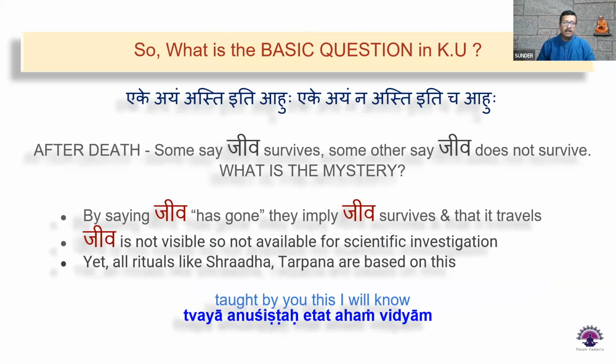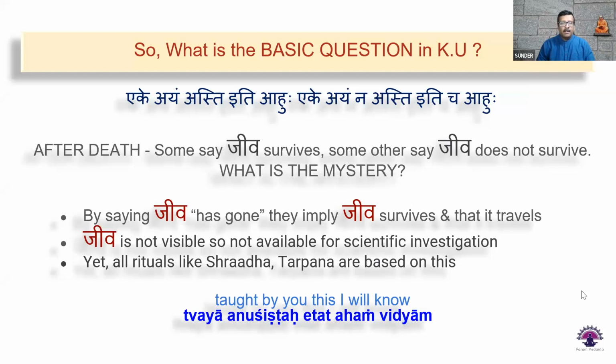Eke ahuhu asti iti. Eke ayam na asti iti ahuhu. So after death, some say the jiva survives, some others say jiva does not survive. Nachiketas wants to know what this mystery is. He suggests here that while he was in Bhuloka, there was no solution for this mystery, and Yamadharma Raja, being master of death, would certainly know about this. So he is asking this question.